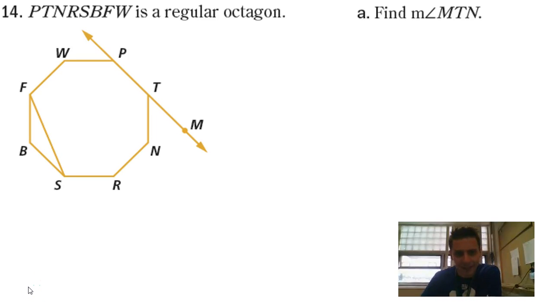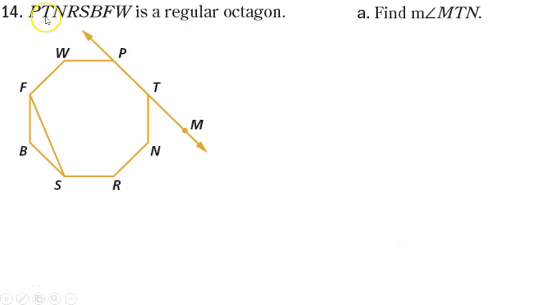All right, number 14, Geometry Chapter 6 Self-Test, where we have this octagon, PTN, RSB, FW, and it's drawn here. We know that it's a regular octagon, so all of these side lengths are the same, and all the interior angles are the same because that's what a regular octagon is. We have to find the measure of angle MTN. Angle MTN is this angle right here. That's an exterior angle of the regular octagon.